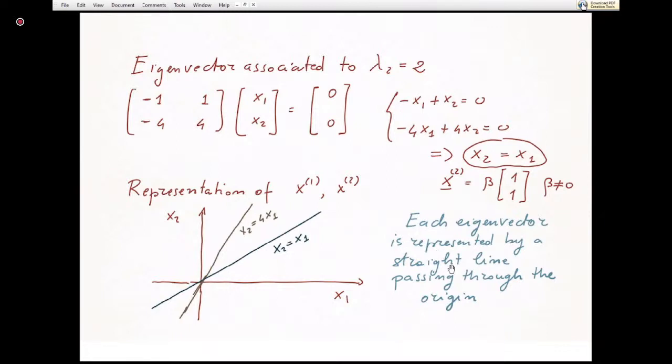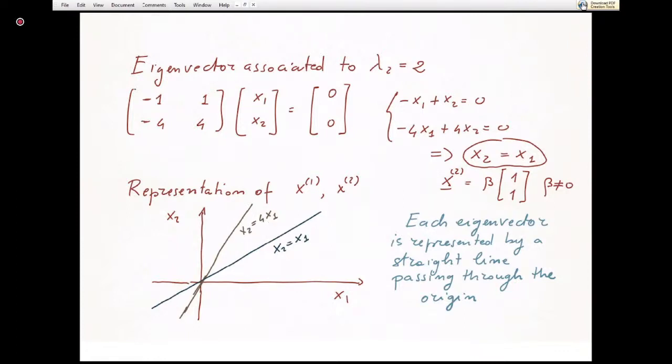If I represent these vectors in the plane, all of these vectors constitute a straight line of equation x2 equal to x1, which is what is written here. So the second coordinate is equal to the first coordinate. It is a straight line. It is the bisector of the first quadrant, okay? The other eigenvectors were x2 equal to 4x1. So I represent this in the plane as a straight line of equation x2 equal to 4x1, okay?